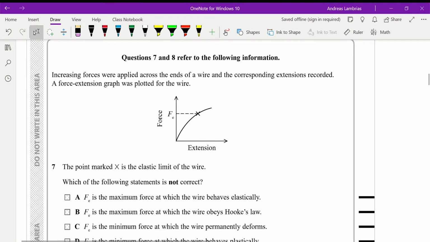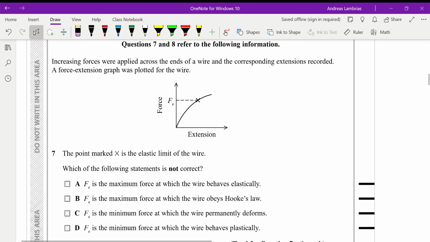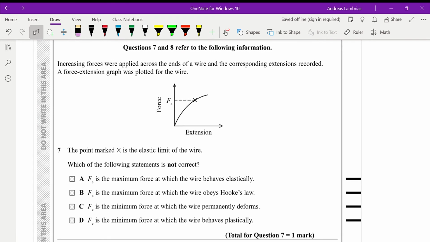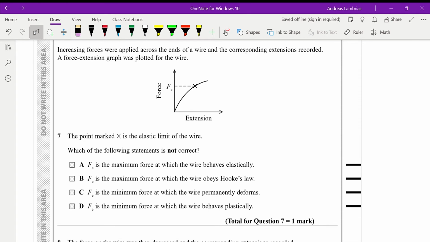Then questions 7 and 8 are about springs and extensions. We can see that there's an increasing force applied across the end of the wire, not a spring, a wire. And then the corresponding extensions are recorded. A force-extension graph was plotted for the wire. You can see the graph over there. So question 7: the point marked X is the elastic limit of the wire. So this is the elastic limit.